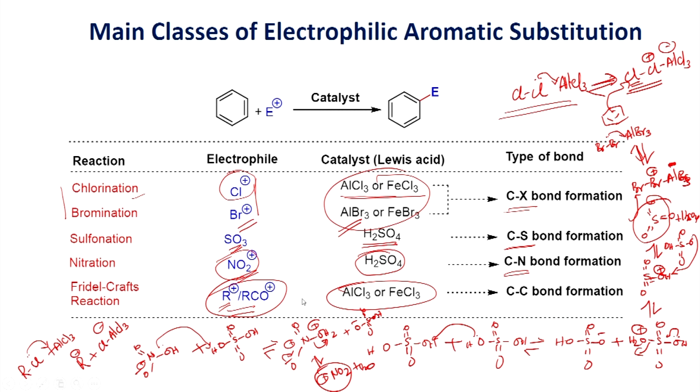Similarly, in the case of an acid chloride, if you have aluminum chloride, as you have the lone pair, you can push it and you will be able to form the acylium ion, which acts as an electrophile. Therefore, these are some of the main classes of electrophilic aromatic substitution reactions. We will study them in detail later.